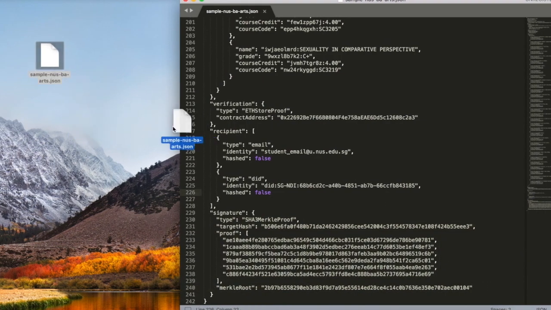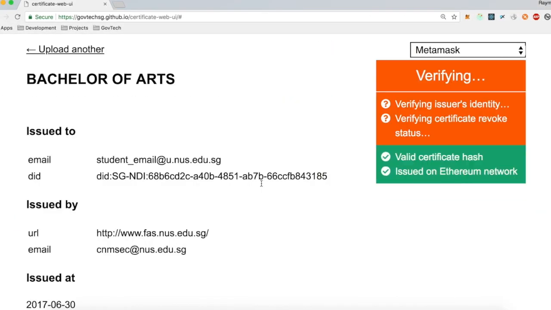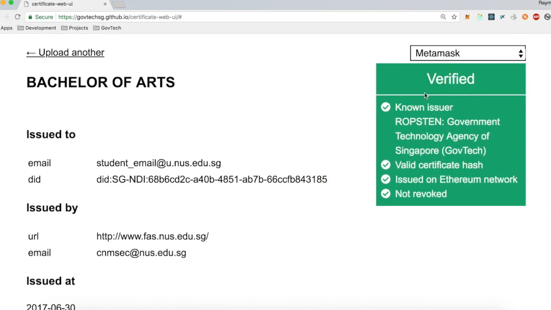When we put this cert into the viewer, we can see that it goes through a 4-step verification process. The first, it checks for the issuer's identity. Second, it checks that the certificate has not been tampered with. Thirdly, it checks that it has been issued on the blockchain. And finally, it checks that the certificate has not been revoked by the organization.